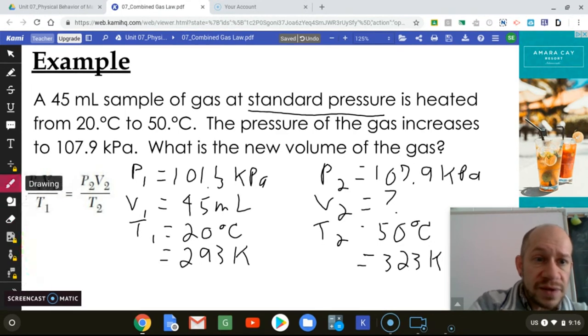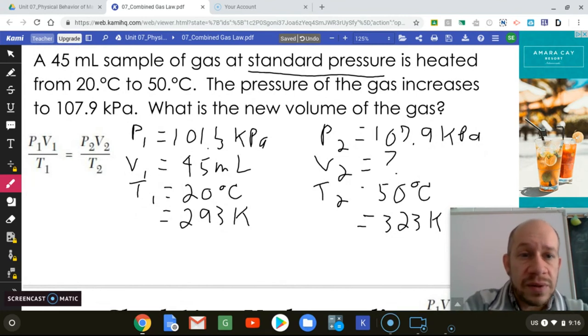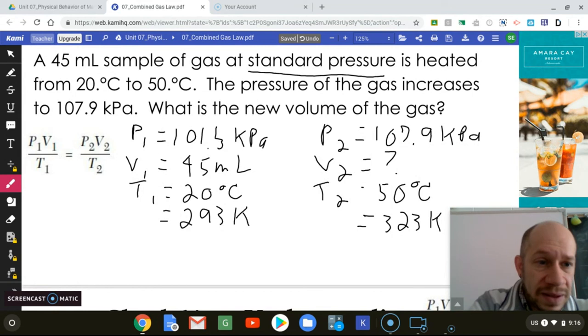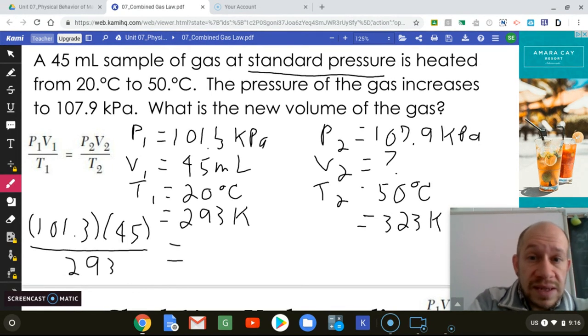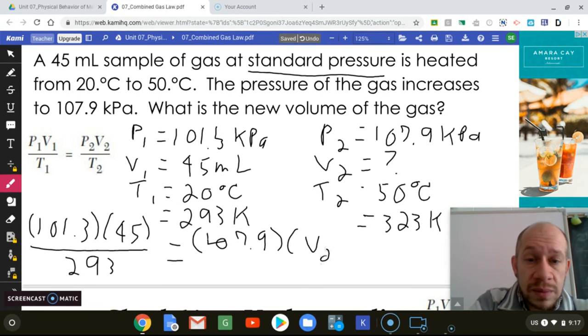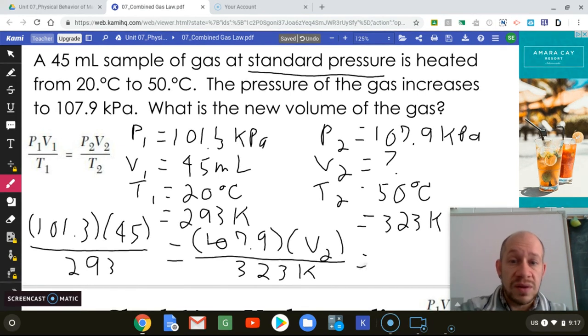Now I'm going to leave the rest for you. I want you to try this out. What you're going to do then is just plug in our 6 variables. Actually, I'll plug them in for you, but then I'll let you solve. 101.3 times our initial volume, 45. Make sure you put your units. I'm out of space, so I'm just going to cut my units. Is equal to 107.9 times V2, what I'm looking for, over 323. And then as a check, I want you to find your answer on your own.